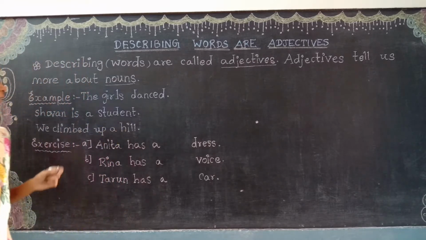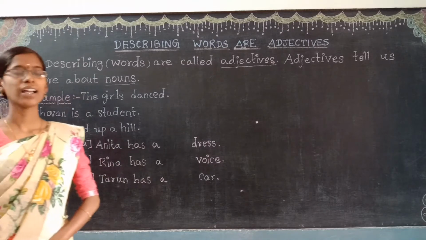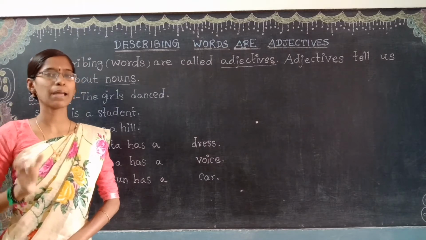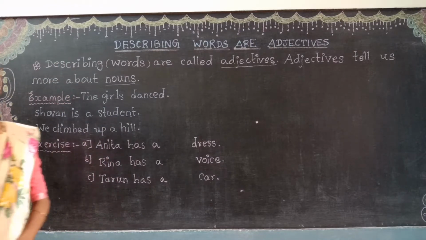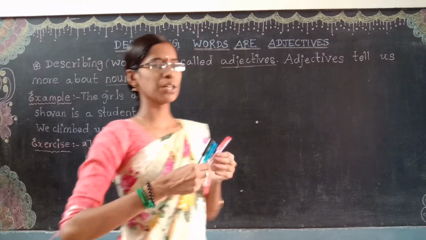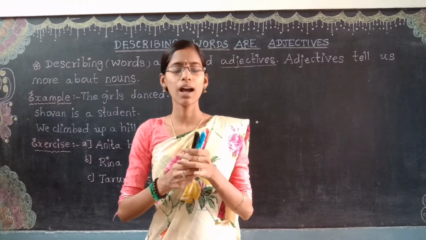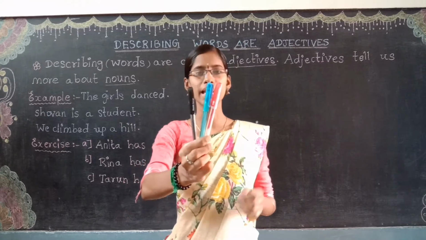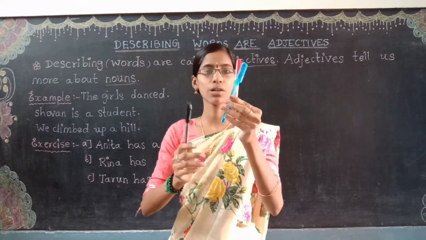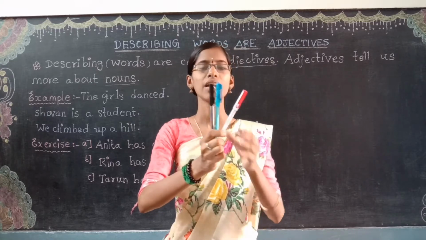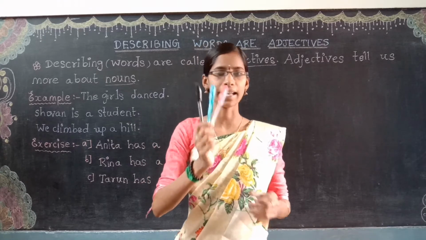Okay, now we will see some of the examples, but before going to that, I would like to show you a live example. Wait a second. So describing words பத்தி நம்ம பார்த்தோம். ஆனா இன்னுமே நம்ம கொஞ்சம் எக்ஸாம்பிள்ஸ் வச்சு பார்த்தா நமக்கு ஈஸியா இருக்கும் இல்லையா? So I have 3 pens in my hand. Okay, can you see it? 1, 2, and 3. Okay, so I have how many pens? I have 3 pens in my hand.